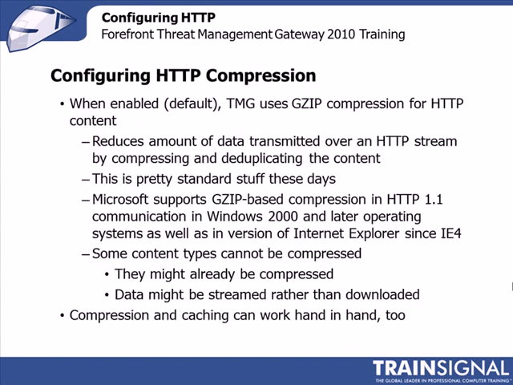Now, let's talk about compression. When enabled, which is the default, Threat Management Gateway uses what's called gzip for compression for HTTP content. In HTTP 1.1, this is standard. If you're using HTTP 1.0, which not very much does these days, that's going to be a little more difficult because it's not there. When something is compressed, it reduces the amount of data that's transmitted over an HTTP stream by compressing and deduplicating the content. So it uses two methods to try to reduce the amount of information coming across the wire.